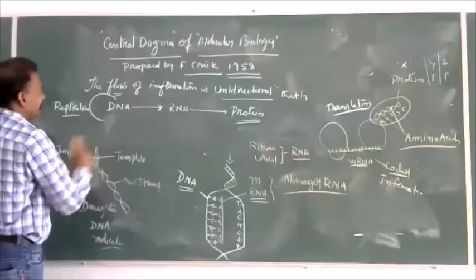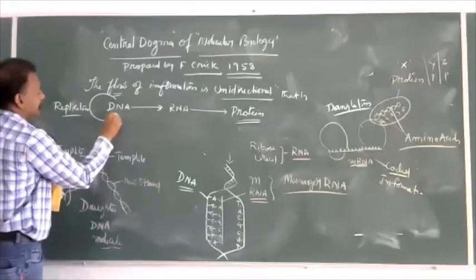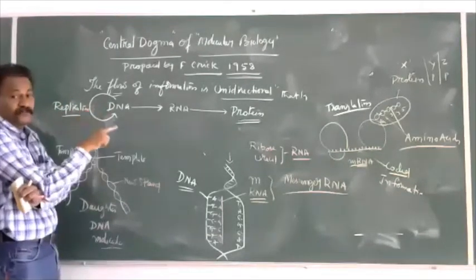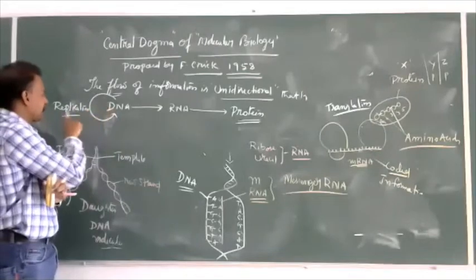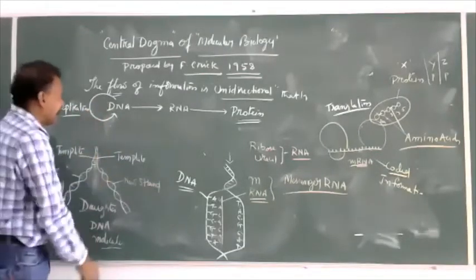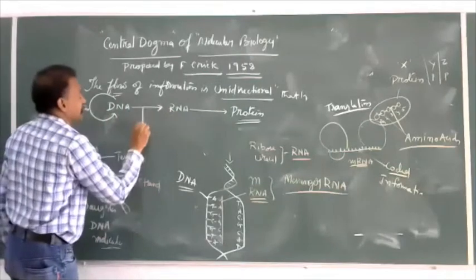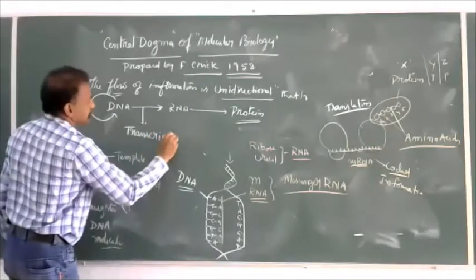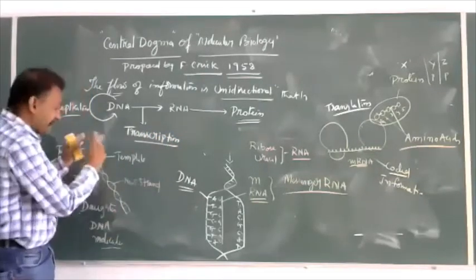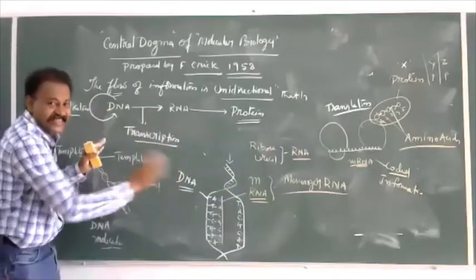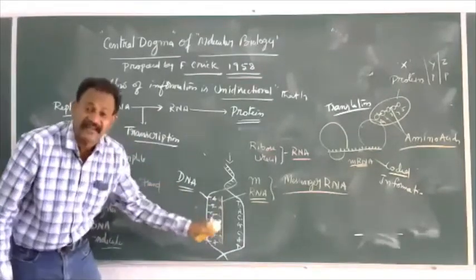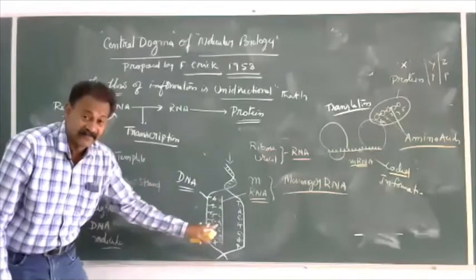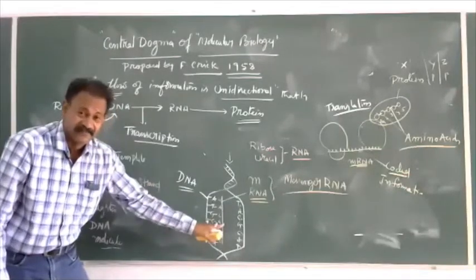So here DNA undergoes replication. By replication, it will form DNA molecules. In the central dogma proposed by Crick, DNA undergoes replication for its continuity. And again, DNA produces RNA by a process called transcription. The information of the DNA is transcribed, shifted to RNA. Both follow the rules of base complementation.